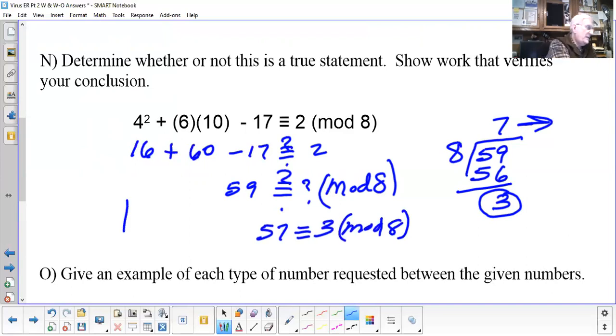So this statement is what? False. Okay? So you have shown that this expression is incorrect as it was stated. That's all you need to do. QED, done enough.